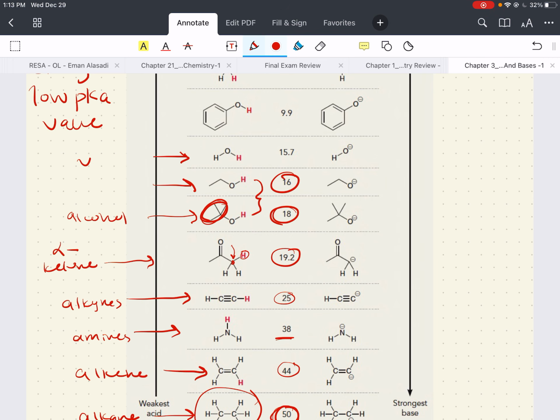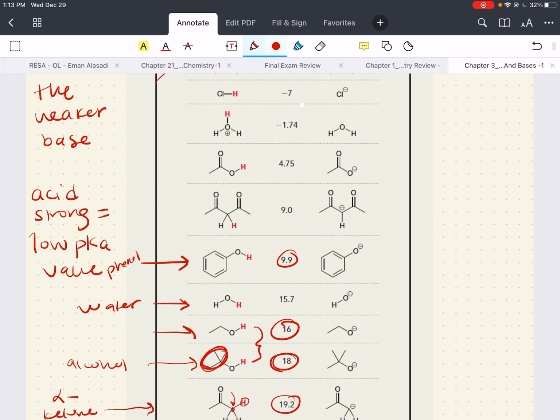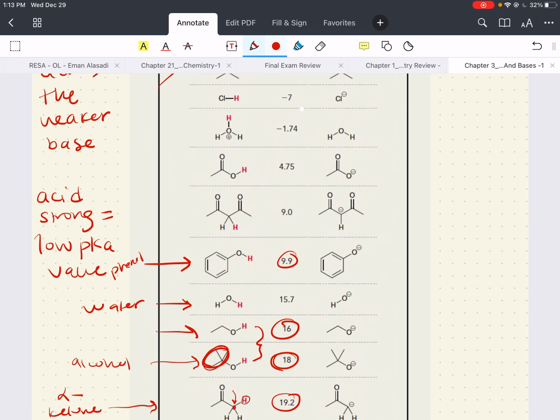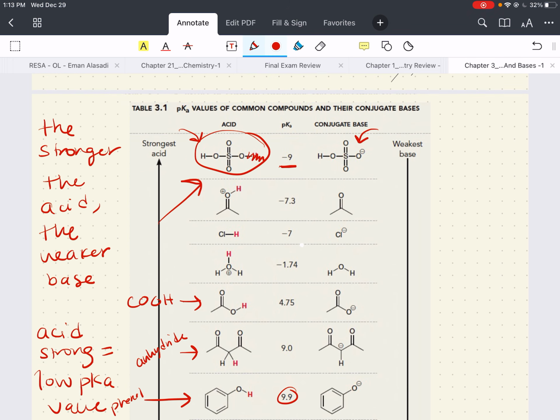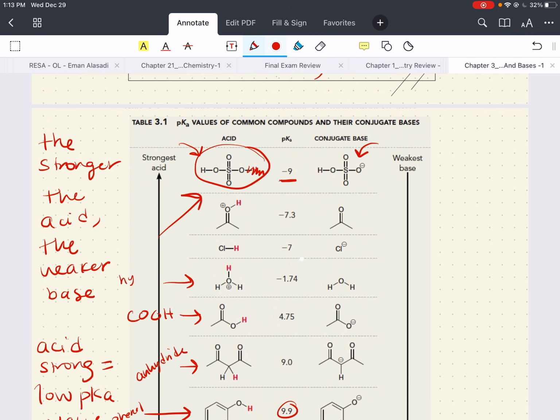Here you have water. Here you have phenyl, with a pKa of 9.9. Here you have anhydride. This is anhydride, which has a pKa value of 9. This is your carboxylic acid with a pKa of about 5. Here you have your hydronium ion. It has a pKa of about -2.